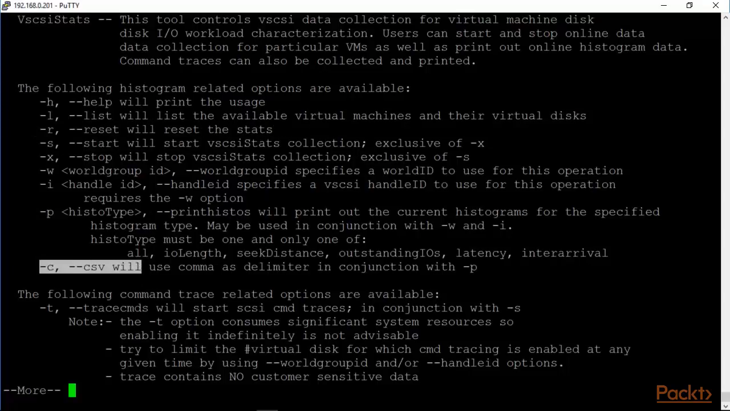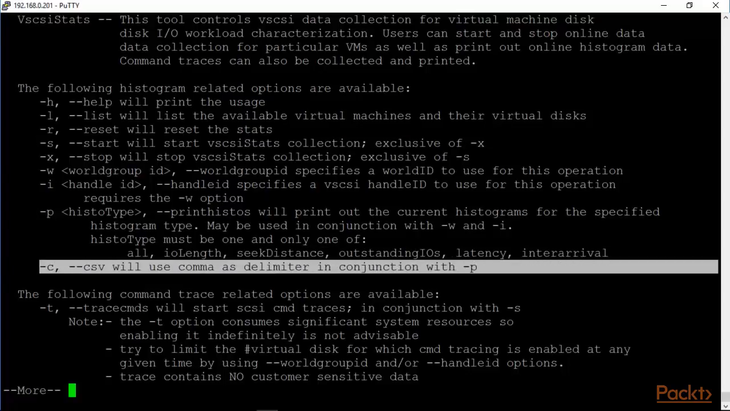One remaining option that we have not looked at was the -c for CSV. Basically what happens if you specify -c, you can then send it over to a file which is a comma delimited file, and then that can be imported into other products such as Microsoft Excel or other products that can then give you those really nice graphical representations of the data that has been collected by vscsiStats to enable you to better visualize what it is that you're looking at in terms of the I/O capabilities and the I/O patterns from your virtual machines.